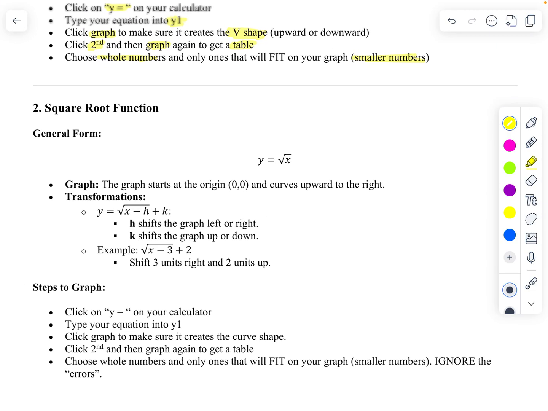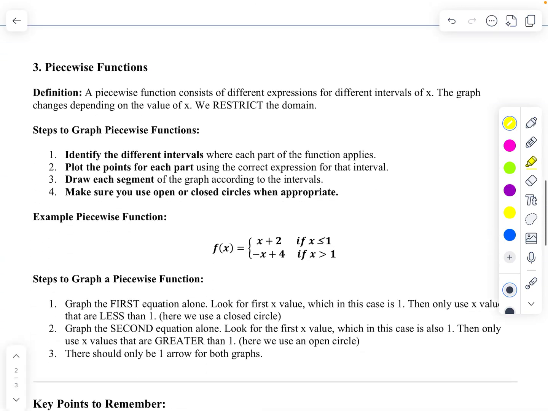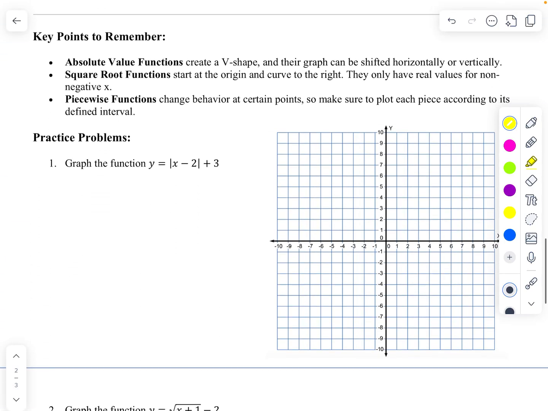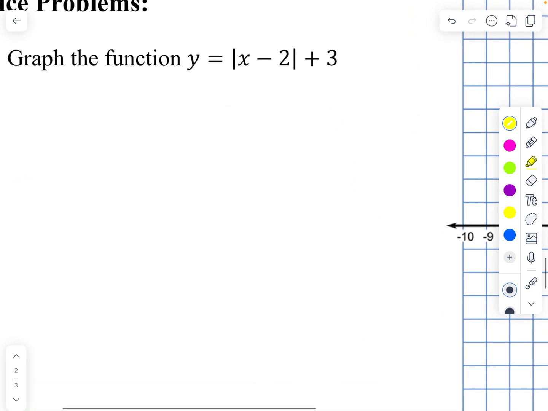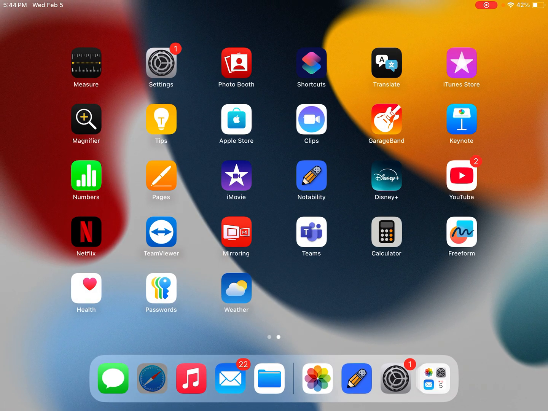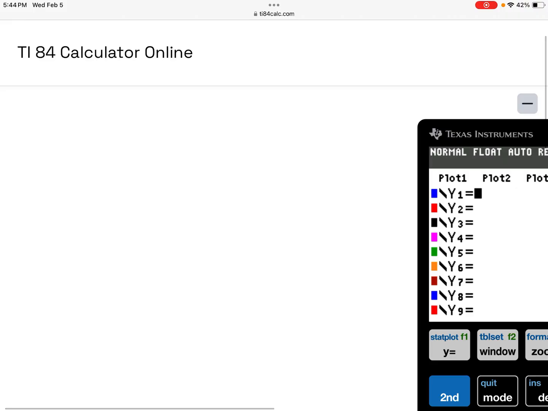You know what I'm going to do actually is after I go over each one, I'm going to go straight to the bottom and we're going to do an example. So here's an example. This is what we're going to graph. Y equals the absolute value of x minus 2 plus 3. So what I'm going to do is I'm going to now move to a graphing calculator, which I found online.